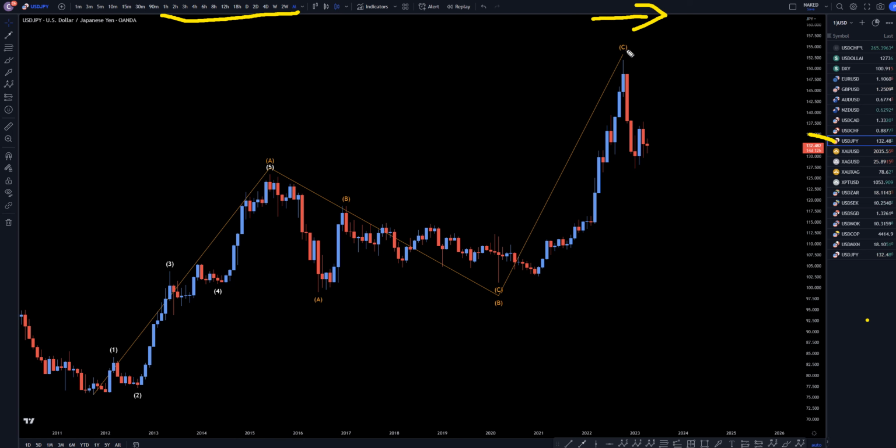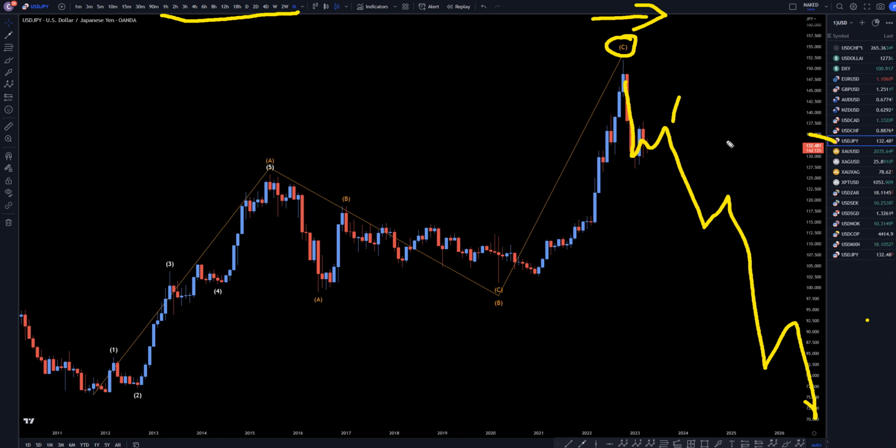So on the US dollar yen monthly, I do believe that this is the end of a wave C, and if that is the end of a wave C, then this is actually just going to end up continuing the downtrend, making lower lows and lower highs. Now that doesn't mean that we won't get some big moves to the upside on these sorts of time frames, but I do believe that any moves we see to the upside are going to be corrections to the downtrend.